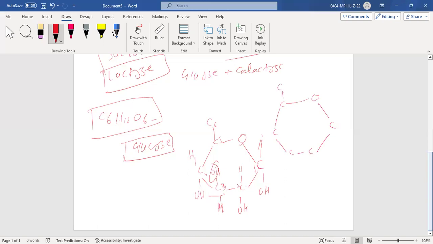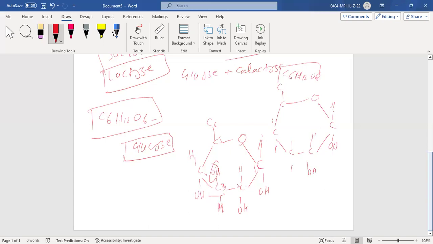You will observe the change here. Again, it is C6H12O6, but we will observe one thing here. That is, its chemical formula will be changed. So again here, like this. Here, it will be HOH, right? Yes, sir. So I'm talking about galactose.